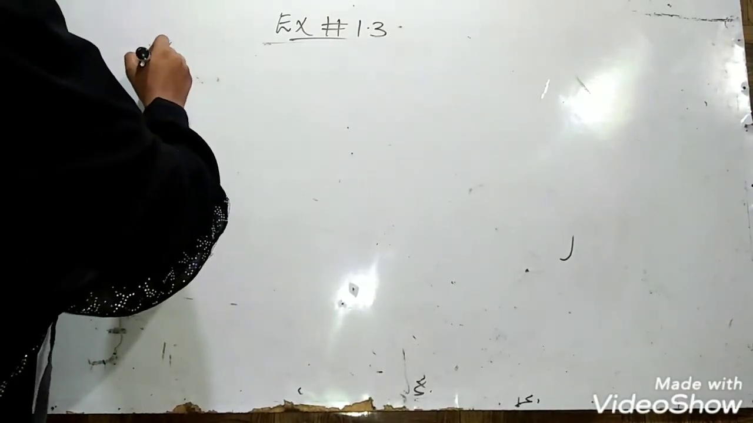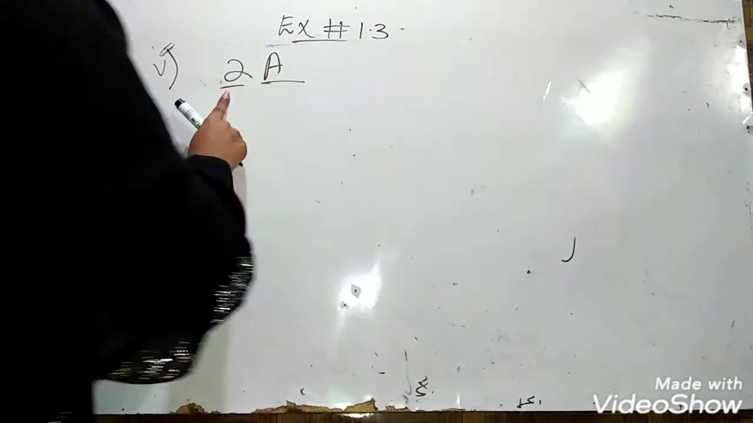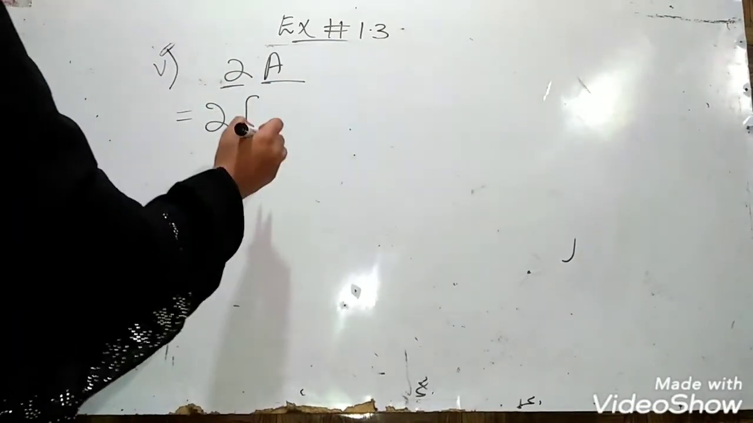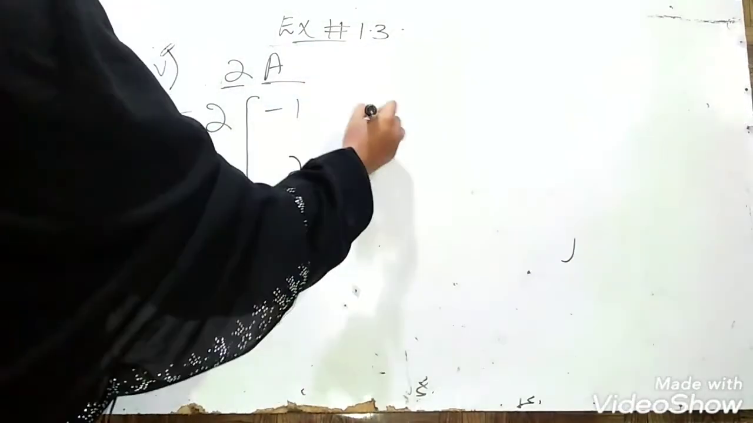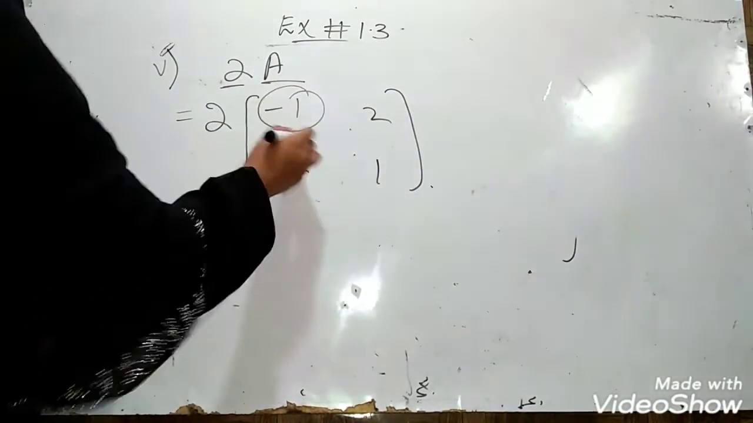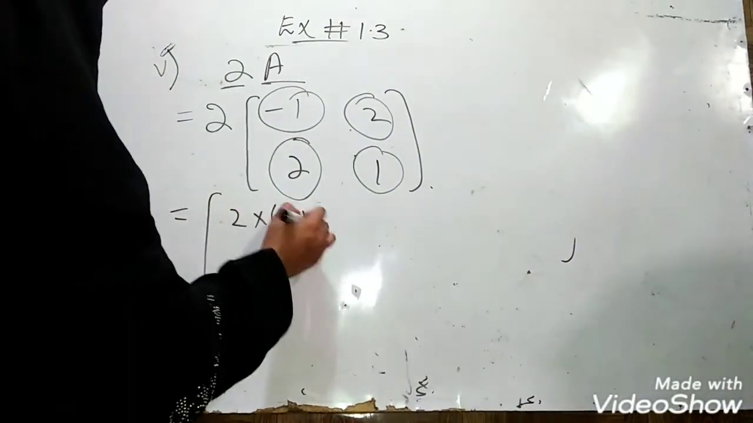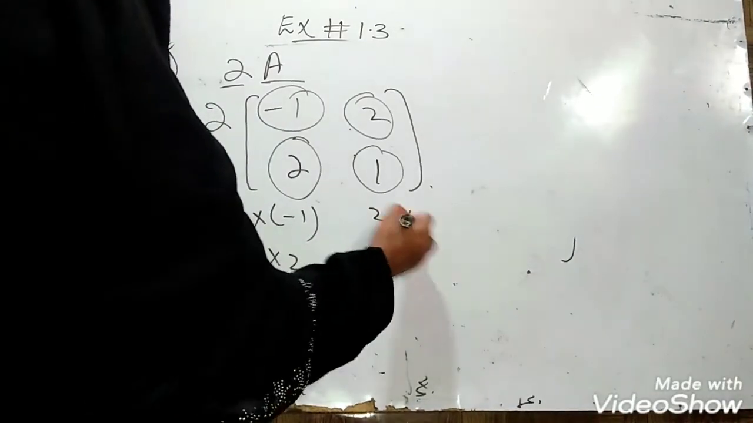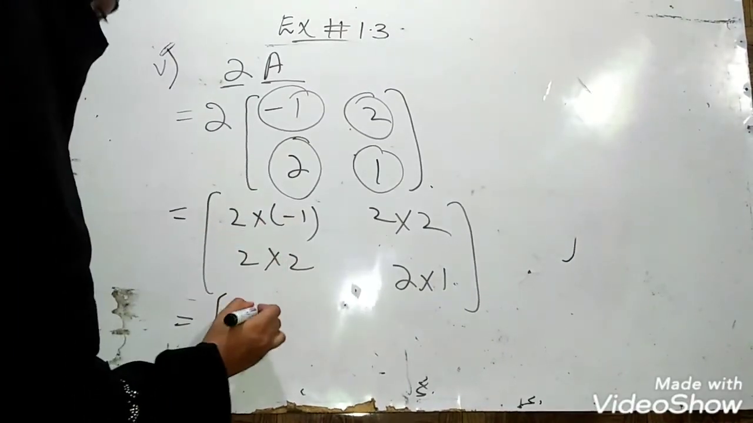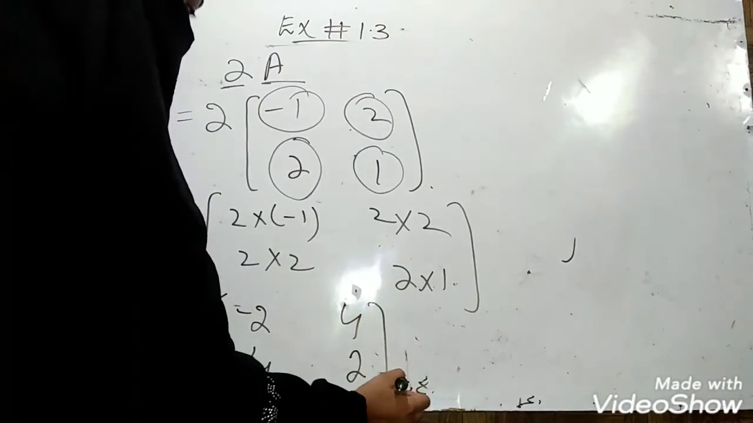Our next question is question number 5, which is 2 into A. 2 into A means 2 is multiplied by A, where A has these entries. Now we will multiply 2 by each entry. So it will become 2 into -1, 2 into 2, 2 into 2 and 2 into 1, which becomes -2, 4, 4 and 2. This is our required answer.